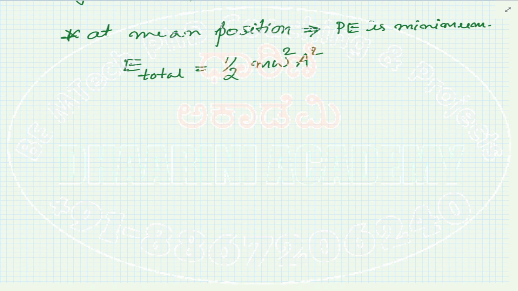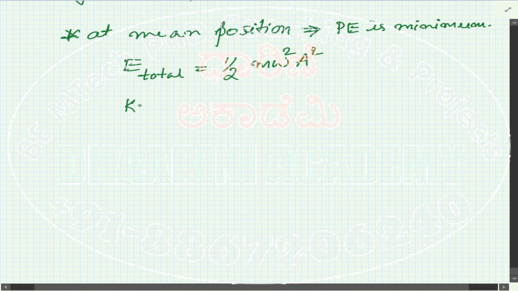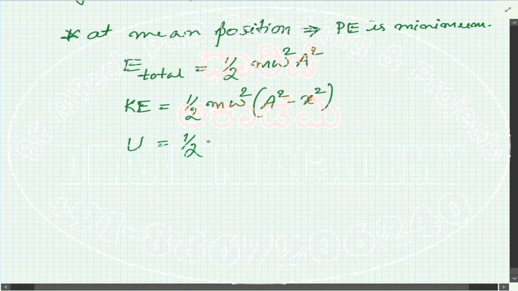Out of this there is a kinetic energy fraction. This is equal to half m omega square into (A square minus x square). And we know the equation for potential energy, that is half m omega square x square.